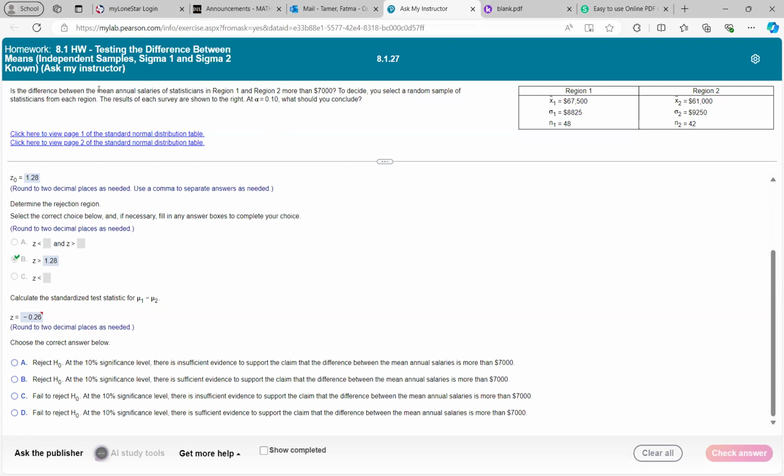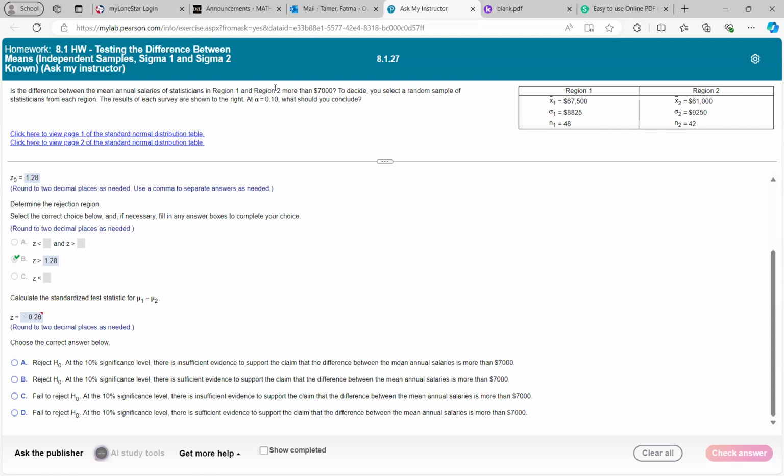So the question is: is the difference between the mean annual salaries of statisticians in region 1 and region 2 more than 7,000? To decide, you select a random sample of statisticians from each region. The results of each survey are shown to the right, and alpha is 0.10. What should you conclude? So we have the survey results from each region. For the 45 samples, region 1 has an average salary of 61,500. For the second region, we have the sample size 42, and the sample salary happened to be 61,000.